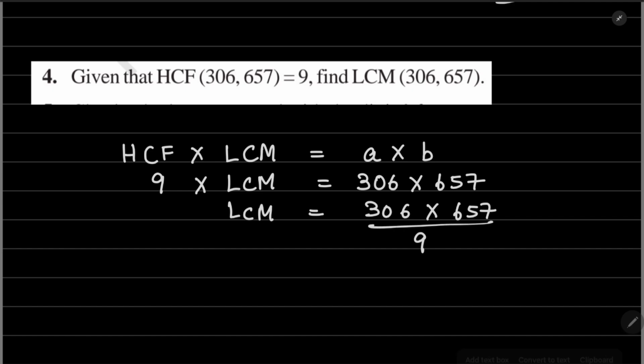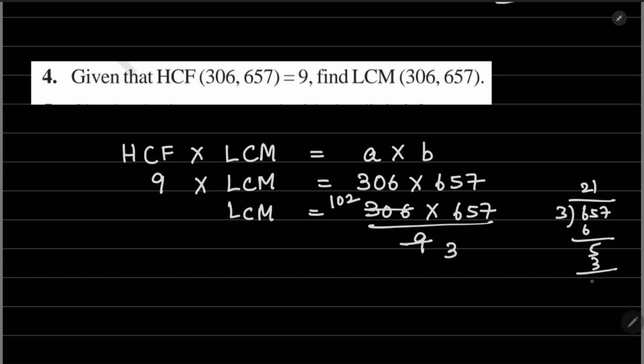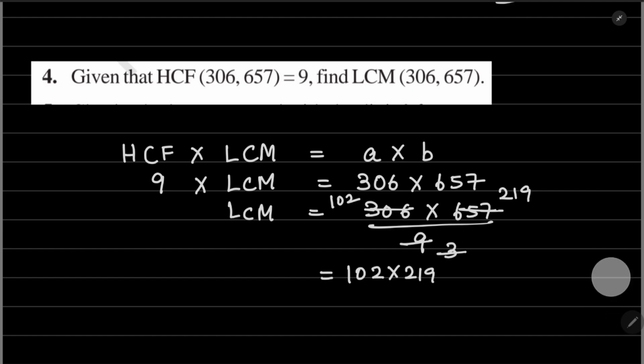Okay, so you can cancel 3, 3 threes are 9, and then 306 divided by 3 is 102. Okay, and then 657 divided by 3, how much you get? 3 twos are 6, again 3 ones are 3, 27, 3 nines are 27. So if you cut with 3, this is 219. So here you will be getting 102 multiplied by 219. Okay, let's do it. So 219 multiplied by 102.